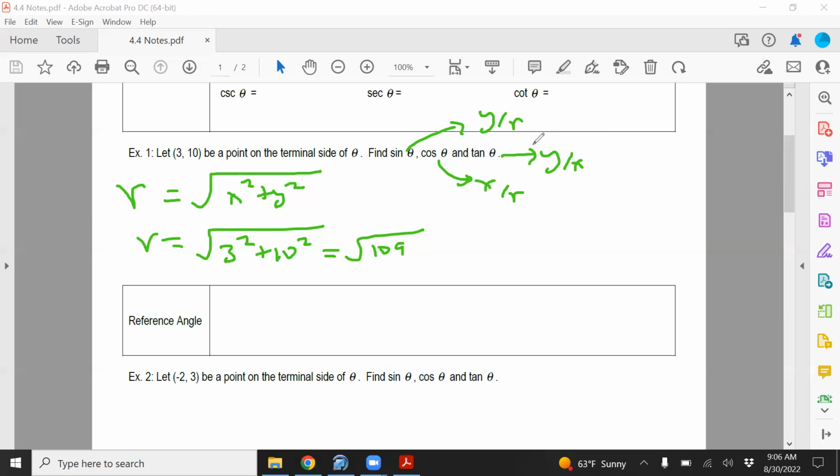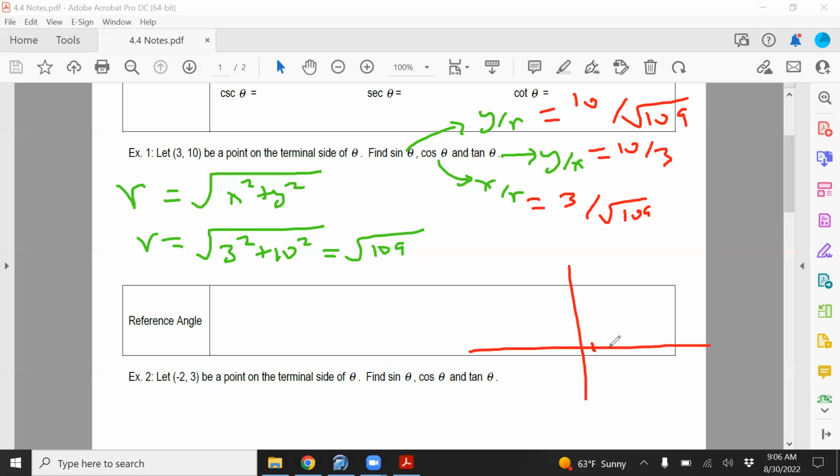So your sine theta is just going to be 10 over root 109. Your cosine theta is going to be 3 over root 109. And the tangent is going to be 10/3. And again, just to do a quick sketch, it looks like this. I'm not going to draw 10 tick marks. It's kind of crazy. If you do a quick sketch, it looks like this.